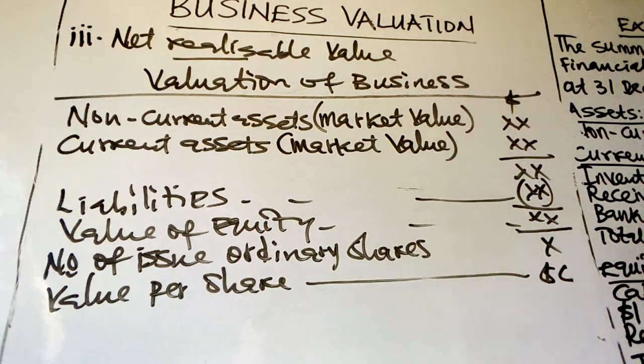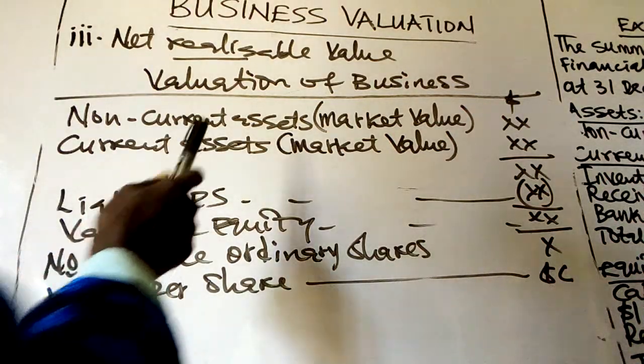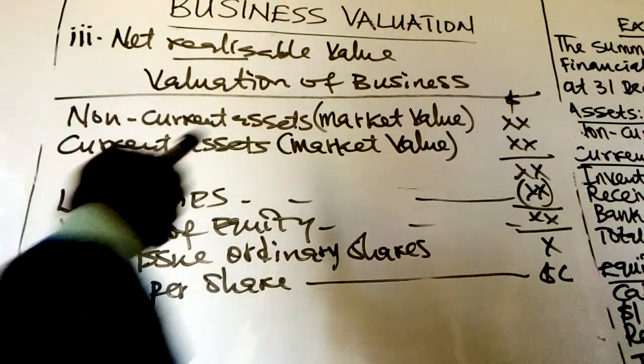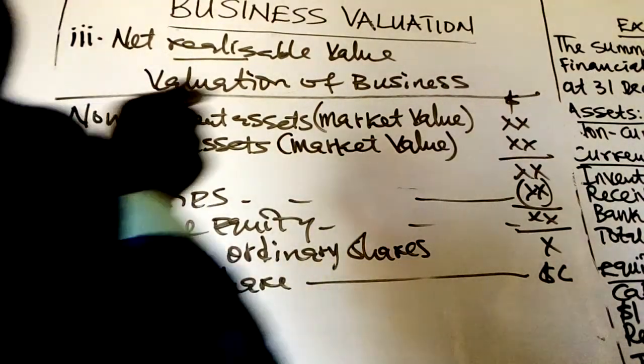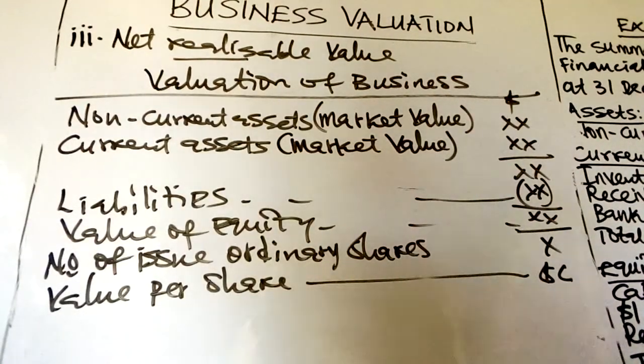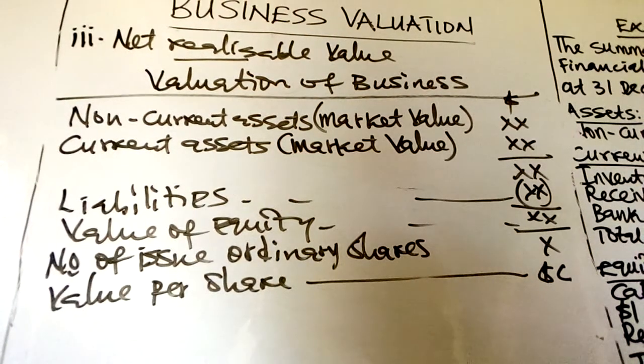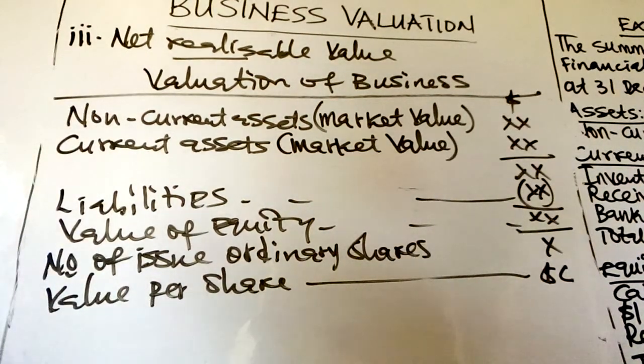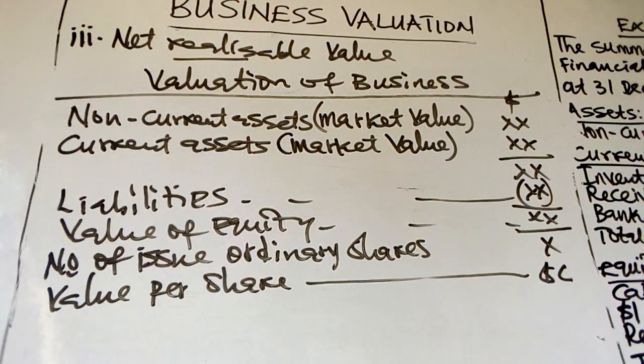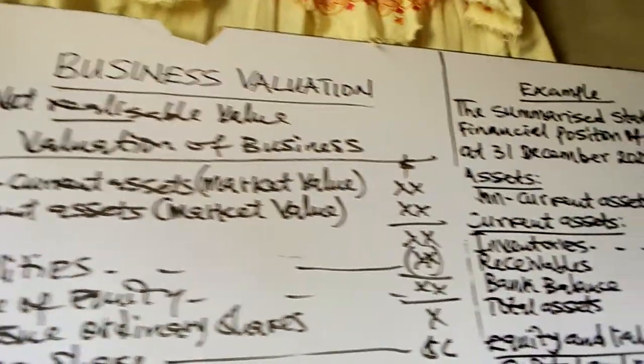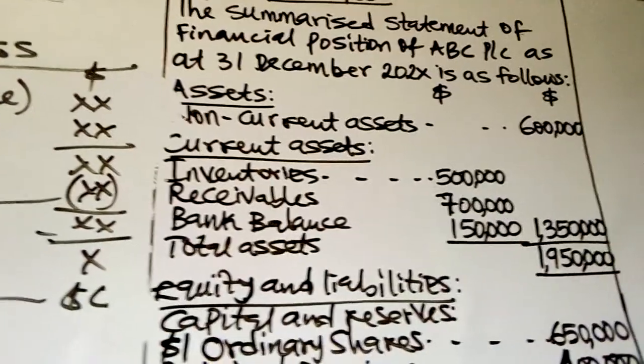So in an examination where the realizable value or the market value of an asset is not given, the book value should be used. Where the realizable value of an asset is not given, the book value should be used. So I want to take a question as a worked example.